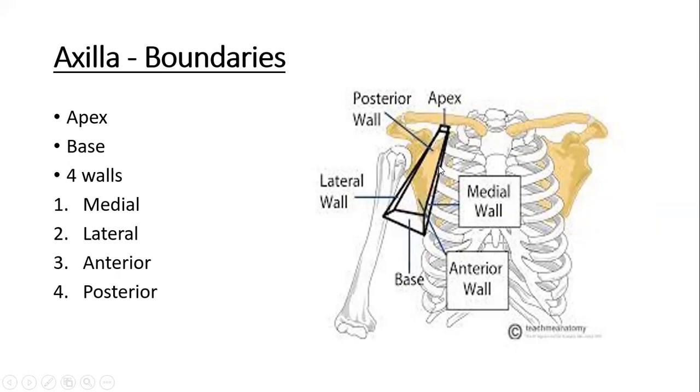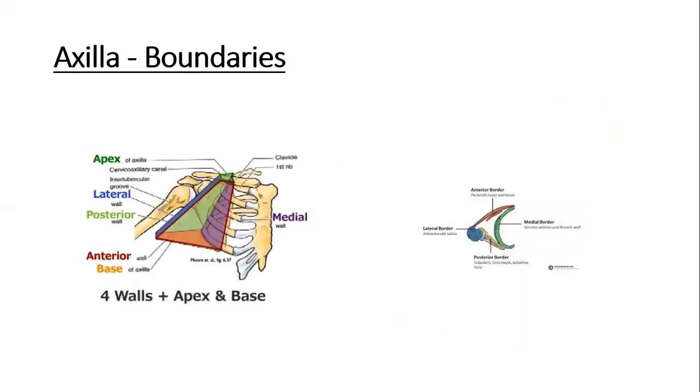The medial wall, as you can see in this diagram, is formed by the upper part of the lateral aspect of the thoracic wall along with the muscle, that is serratus anterior. The lateral wall is formed by the upper part of the humerus, which includes the intertubercular sulcus. The anterior and posterior walls both are formed by the muscles arising from the pectoral region and the region of back.